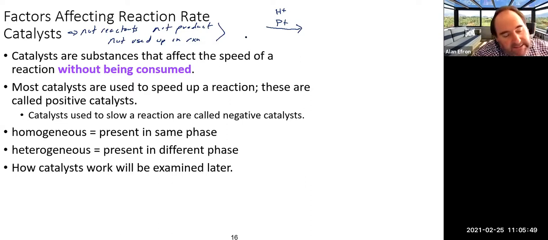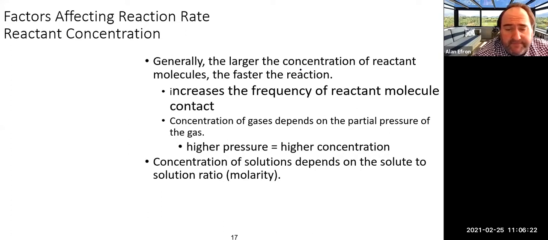Some are homogeneous, like a homogeneous mixture means the same throughout. What that means in the case of a catalyst is that the catalyst and the reactants are all in the same phase. So maybe they're all aqueous. Heterogeneous means that the catalyst and the reacting species are in different phases. So maybe you have a solid catalyst, and the reactants are gases. That would be a heterogeneous type of catalyst.